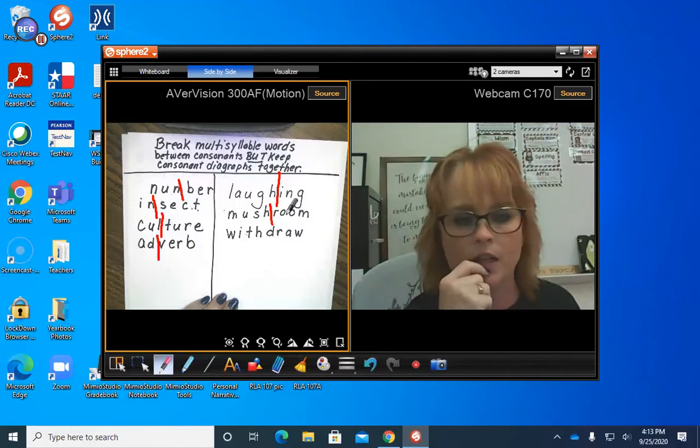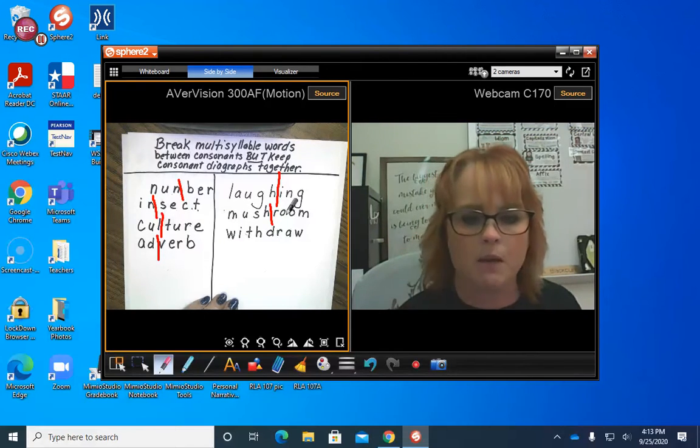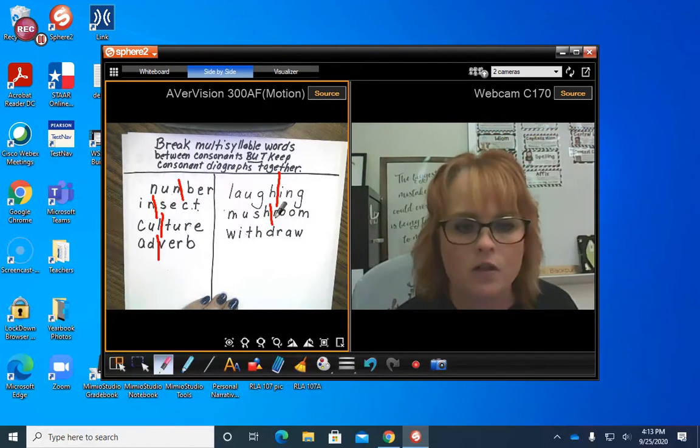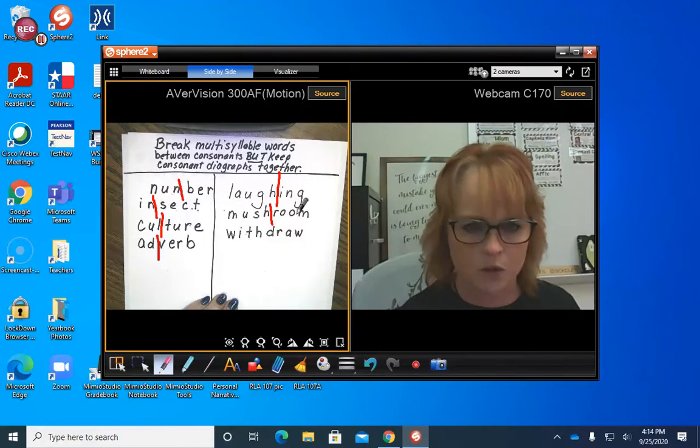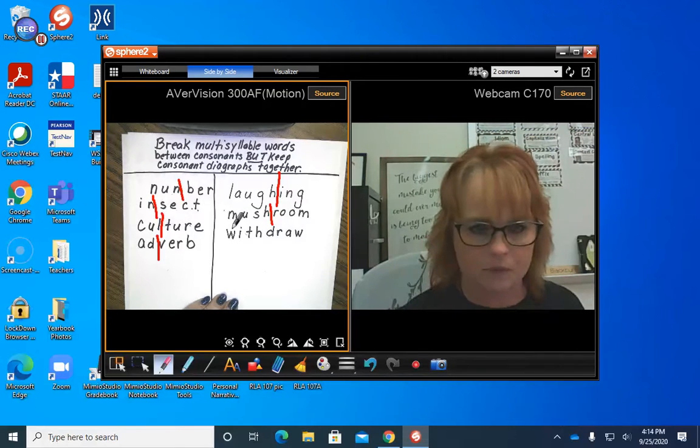So that's definitely a consonant digraph. So I cannot split them up. Have to split them right after. So this is mushroom, mushroom. Very well done. Two syllables again. Okay, here's our last one we're going to practice together.